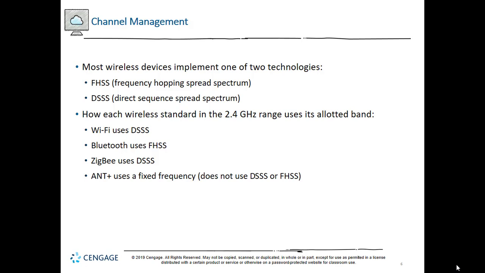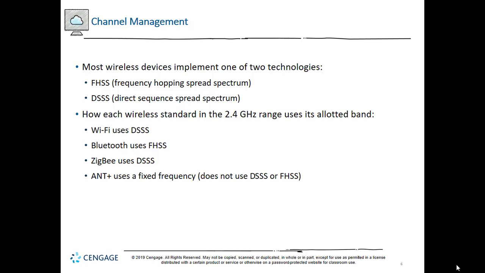Bluetooth is also in the 2.4 gigahertz range. Bluetooth is commonly used to connect wireless personal devices. It uses FHSS to take advantage of the 79 channels allocated strictly to Bluetooth. So in a network of Bluetooth devices, which is called a piconet, one device is designated the master and provides a clock that the other devices use to coordinate their channel hopping.